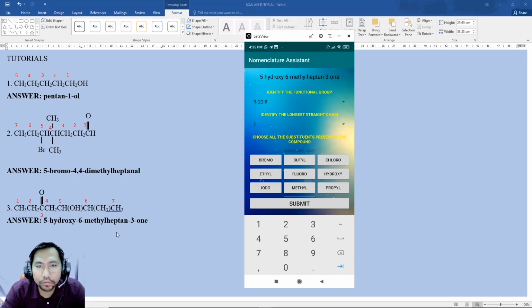So easy, isn't it, to use the app? Hopefully the app can benefit all students and also educators in teaching and learning of the IUPAC nomenclature rules. That's all from me. Thank you.